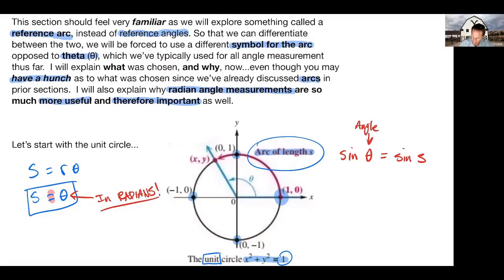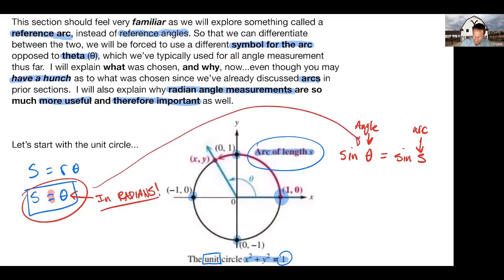Now remember, theta represents an angle, where S represents an arc length. But because we know that they are equivalent, we can basically put in either one. So in this section, that's what we're going to be dealing with. Still working with the same trig functions in the same way, just having a different look on our unit circle and using that arc length of S as opposed to just theta for our angle.